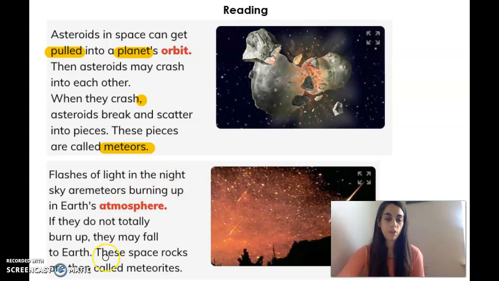Okay, we're going to continue. Point to these. These space rocks, the ones that fall to Earth, are then called meteorites.